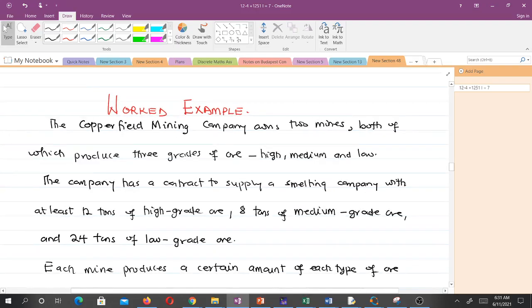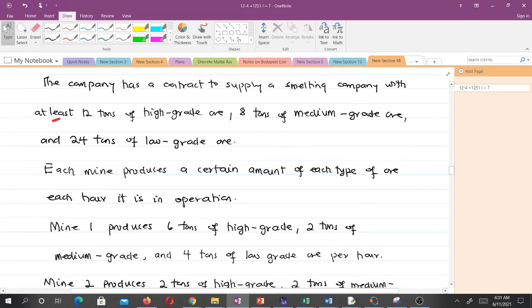So it says the Copper Field Mining Company owns two mines, both of which produce three grades of ore: high, medium, and low. The company has a contract to supply a smelting company with at least 12 tons of high grade ore, 8 tons of medium grade ore, and 24 tons of low grade ore. So note this keyword here, the "at least".